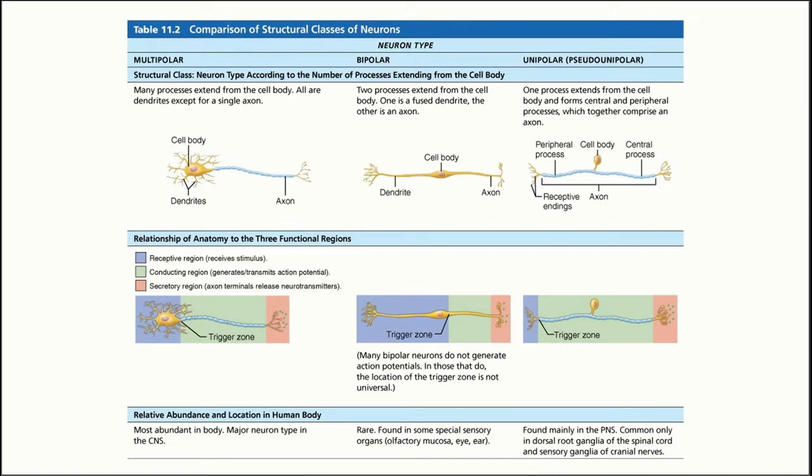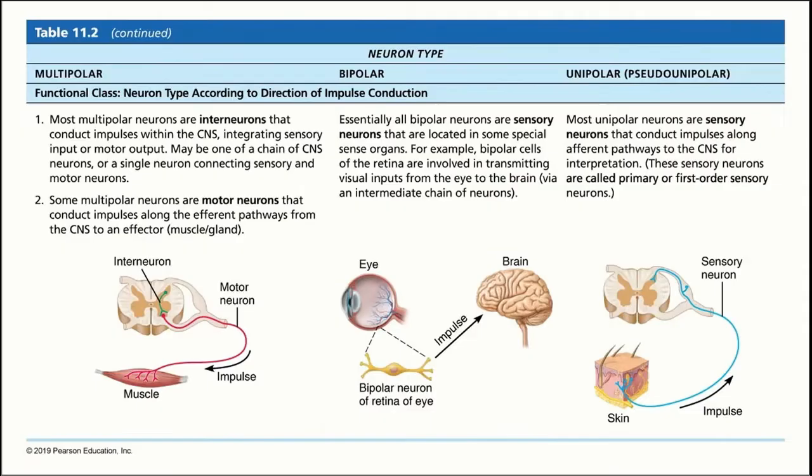Now, the multipolar neurons have many, and when I say many, I mean hundreds of processes extending from the neuron soma or the cell body. Virtually all of these many hundreds of processes are dendrites, except of course for the one axon. The axon typically in the multipolar neurons tends to be really long compared to the dendrites. As I mentioned before, the multipolar neuron is the most common type of neuron in the body, and they are primarily located within the central nervous system. So this is the neuron type that makes up the bulk of the brain and spinal cord tissue.